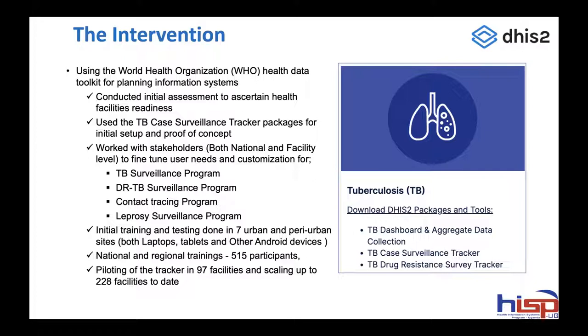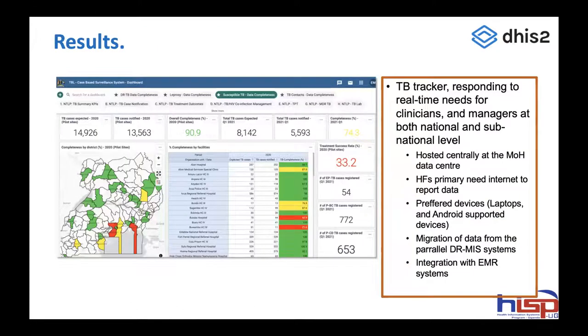And then we went ahead to do a national and regional training, 515 participants. And then piloting in 97 health centers, and then ultimately scaling up to 228 facilities to date. So very quickly, the tracker is perhaps one of the most successful which we started, I think, about 9 months ago. And reporting is quite improved. We are able to get data on all kinds of indicators.